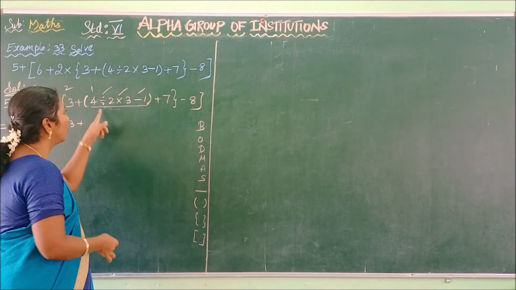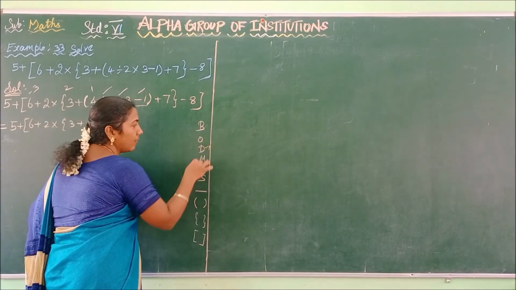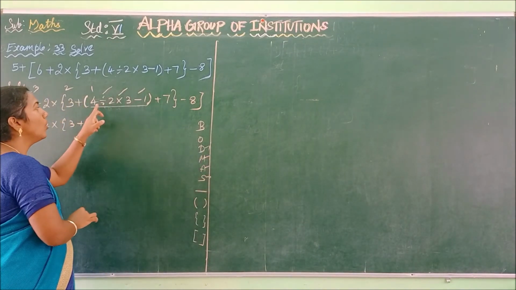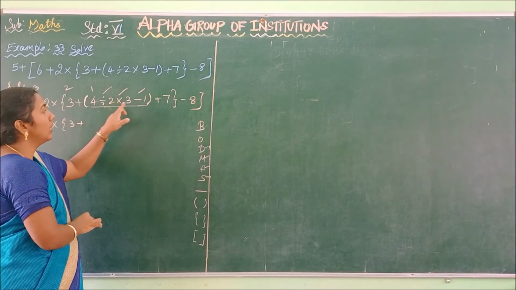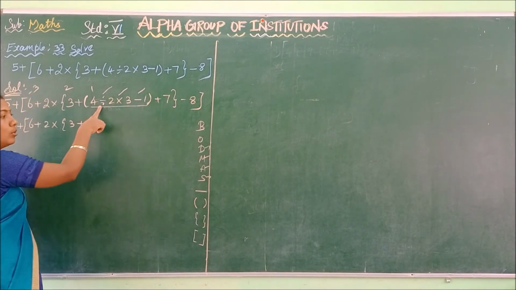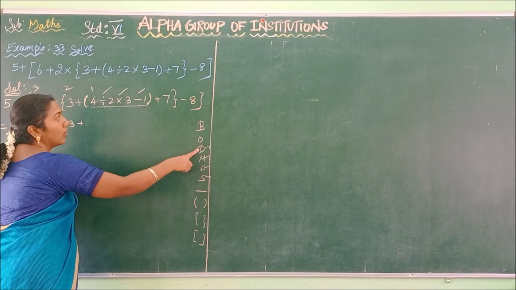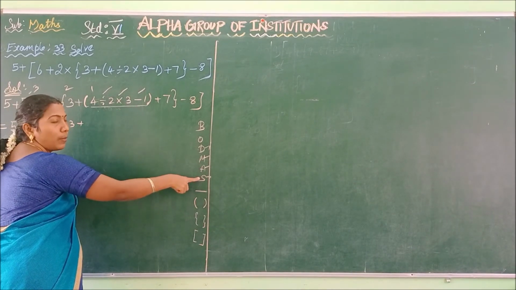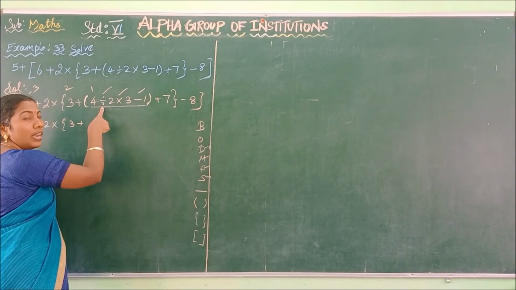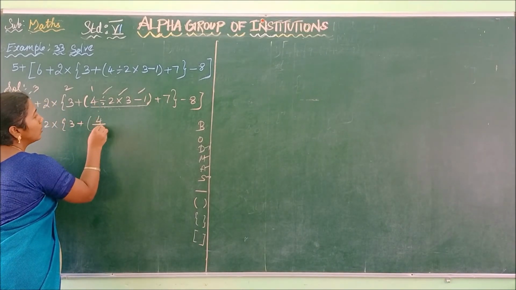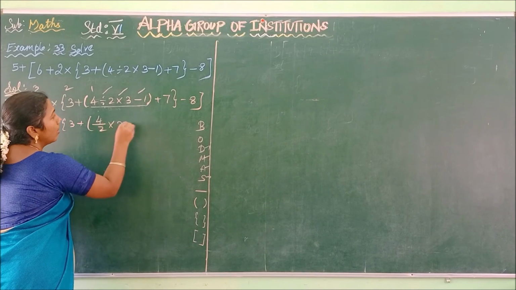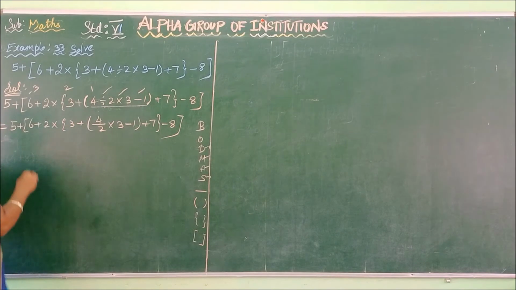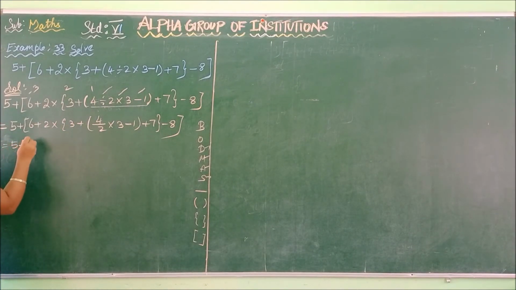According to the BODMAS rule, first you have to evaluate division, multiplication, addition and then subtraction. In this expression we have division, multiplication and subtraction. So first you have to evaluate division, okay, and then multiplication. Here you don't have addition, so you have to evaluate subtraction. So the first step is you have to divide. So 4 by 2 into 3 minus 1 plus 7 minus 8. Do you understand, children?